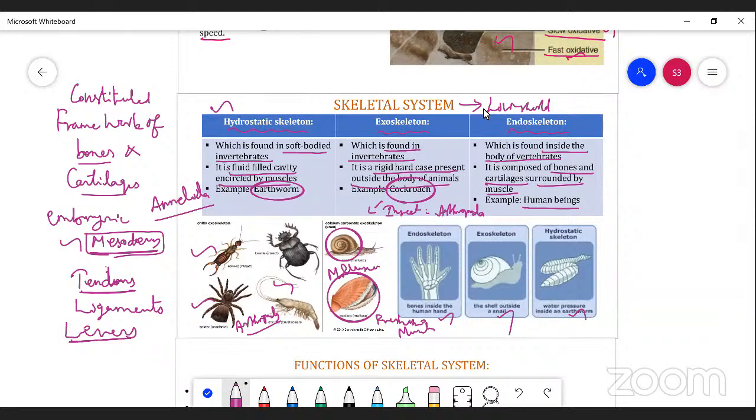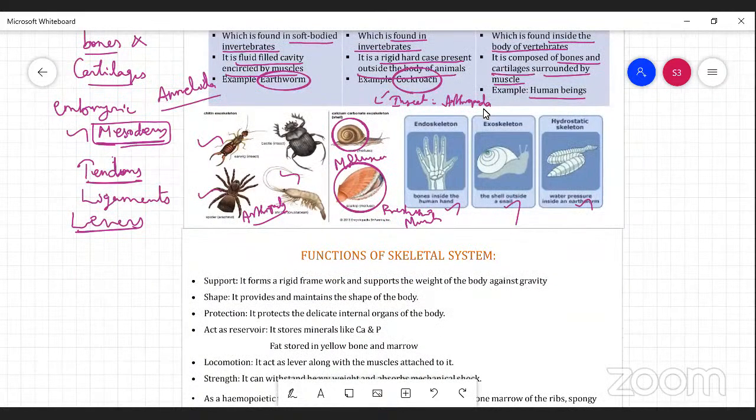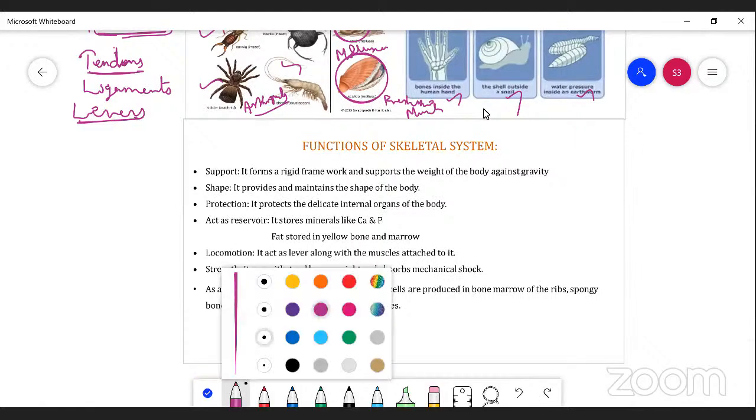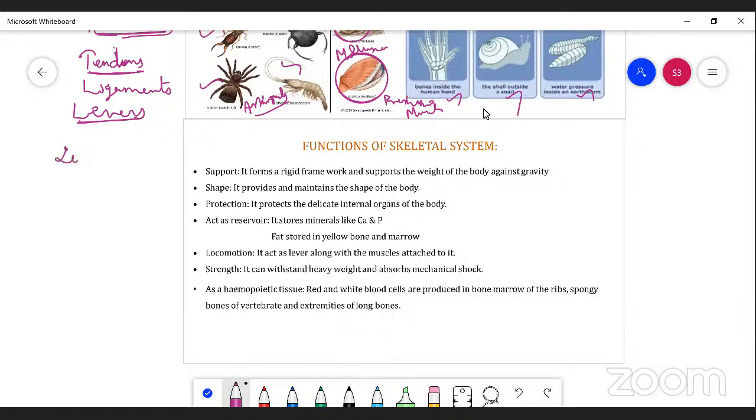Do you understand? In human beings, the skeletal system is made up of 206 bones and cartilages. In human beings, the skeletal system is made up of how many bones? 206 bones. How many bones are present? 206 bones and cartilages in human beings. Because in this lesson we are going to discuss the skeletal system of human beings. Further, I am giving the introduction.